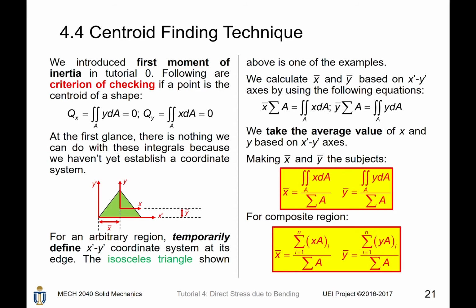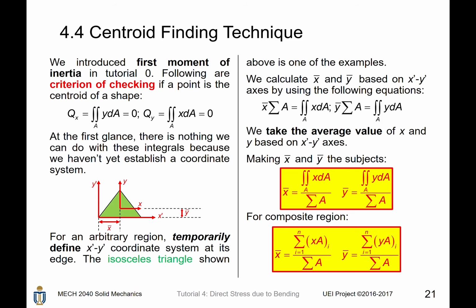Next is talking about the centroid finding technique. In tutorial 0, we introduced the first moment of inertia. The criterion of checking is given by Qx equals 0 or Qy equals 0. That means if you want to verify that a point is a centroid of a cross-section, then you can check whether those two criteria are satisfied. If not, then that point is not a centroid.